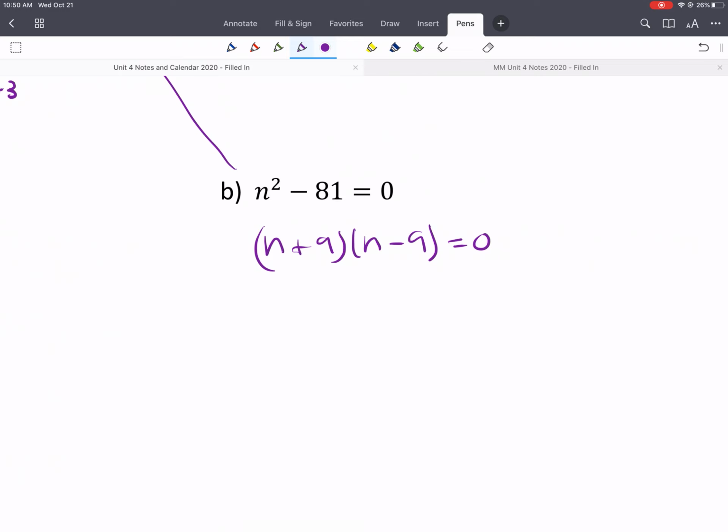All right? So write down your solution here for this equation. All right, so here we set either n plus 9 must be equal to 0, or n minus 9 is equal to 0. So we would subtract 9 from both sides, we get n is equal to negative 9, or n is equal to positive 9.